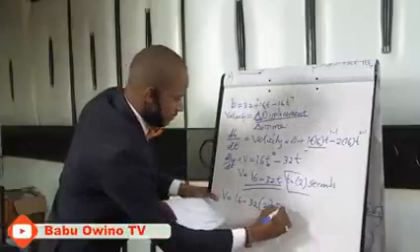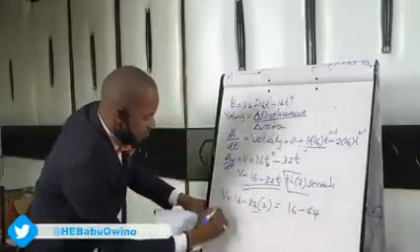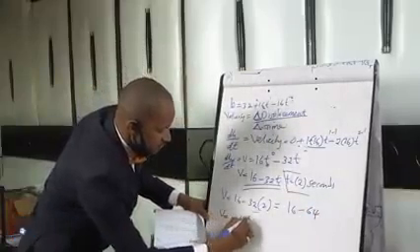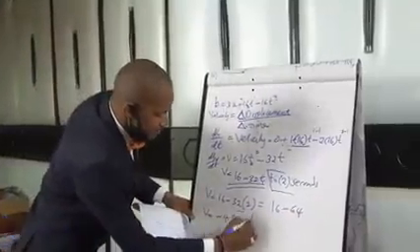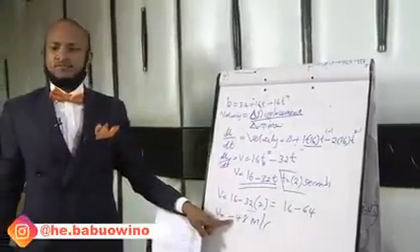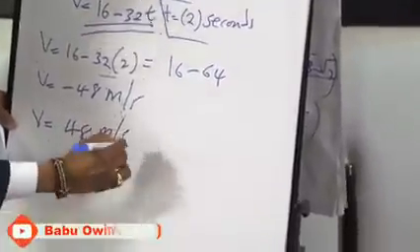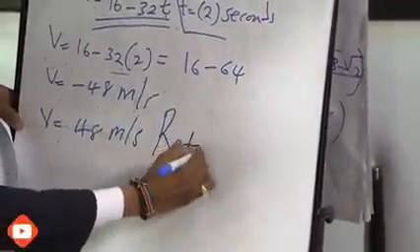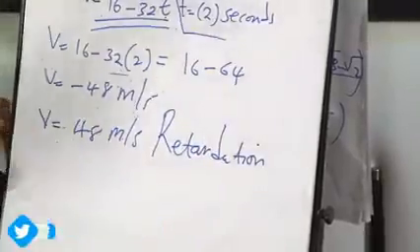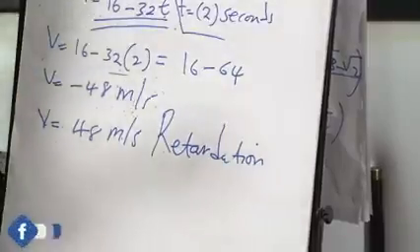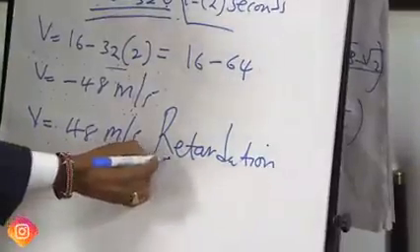You get 16 minus 64. So velocity is equal to minus 48. 16 minus 64 is minus 48 meters per second. But because it is negative, you write your answer as velocity equals 48 meters per second. It was retardation, to take care of the negative, because he was slowing as he was going down. The velocity wasn't increasing. So it's retardation.